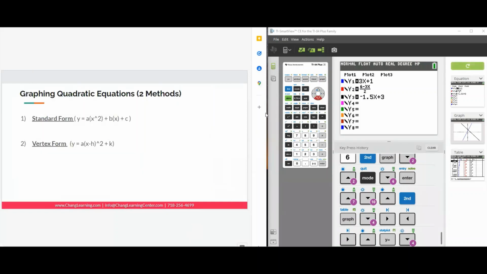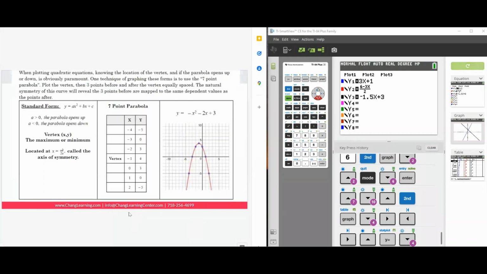For quadratic equations, we have, again, 2 forms that are dominant on the SAT. The first one is y equals ax squared plus bx plus c, standard ABC form. And the second is vertex form, where the square is completed, and it's y equals x minus h squared plus k. So looking at a few examples, when plotting quadratic equations, knowing the location of the vertex and if the parabola opens up or down is obviously paramount.